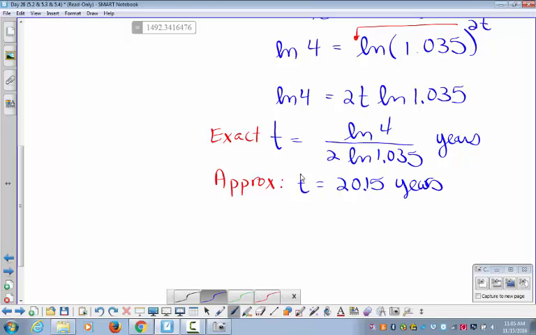So type that in, make sure you're getting that same answer. Should be.